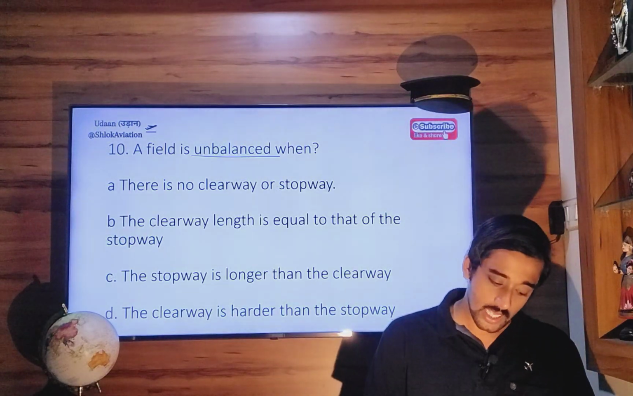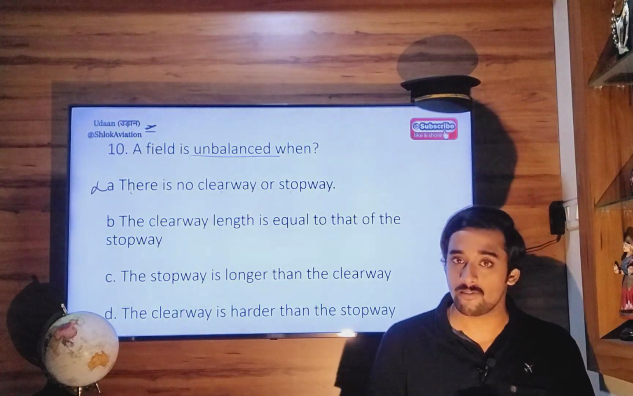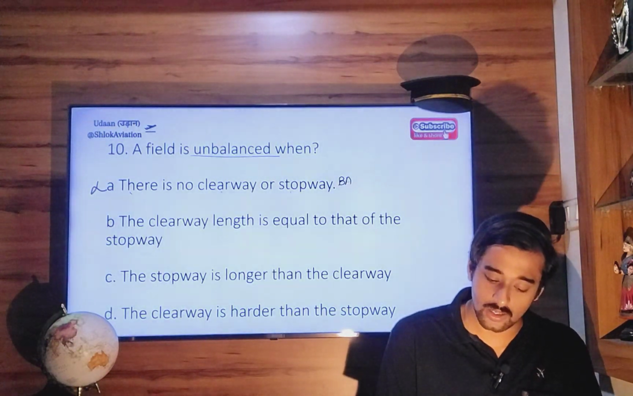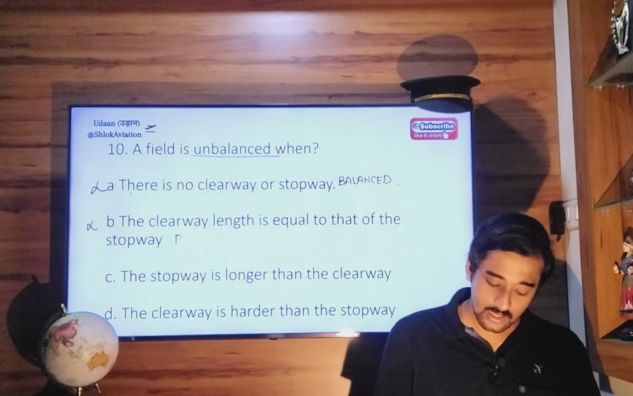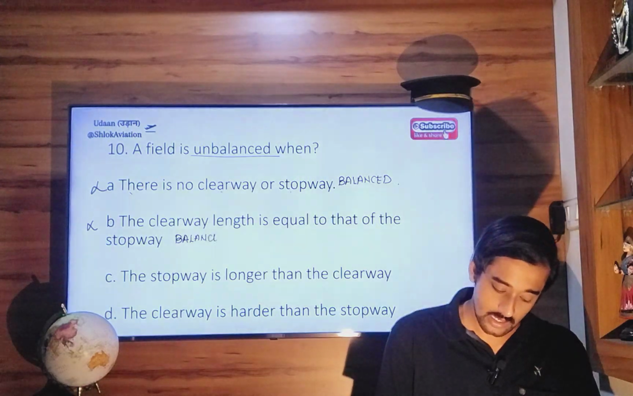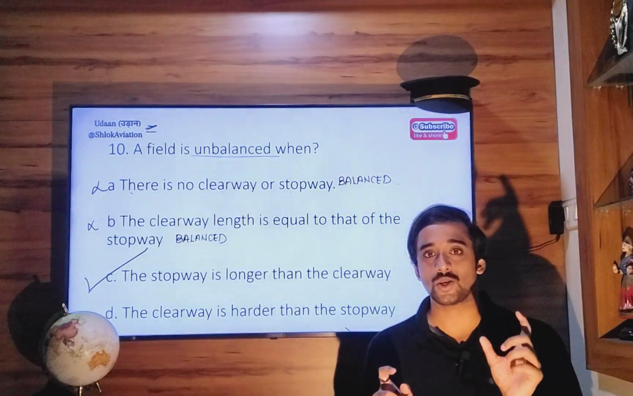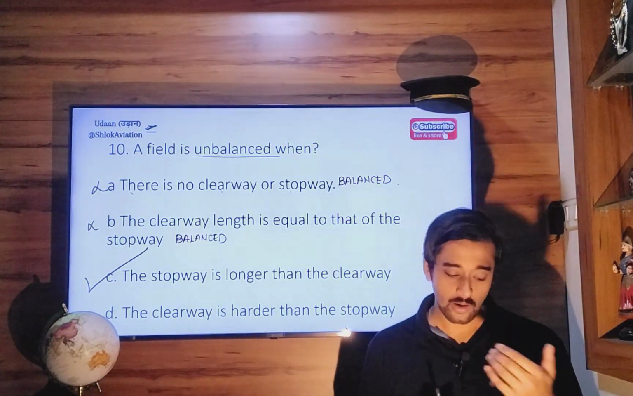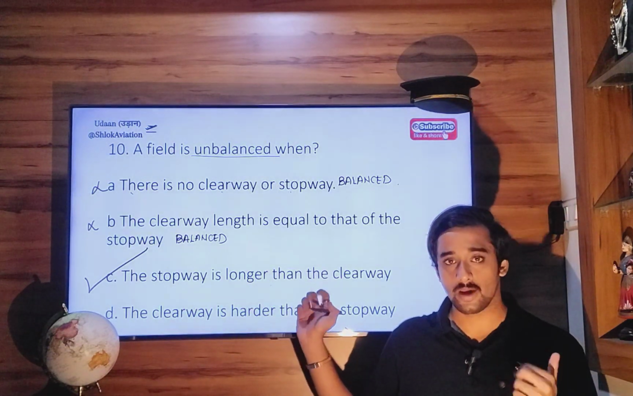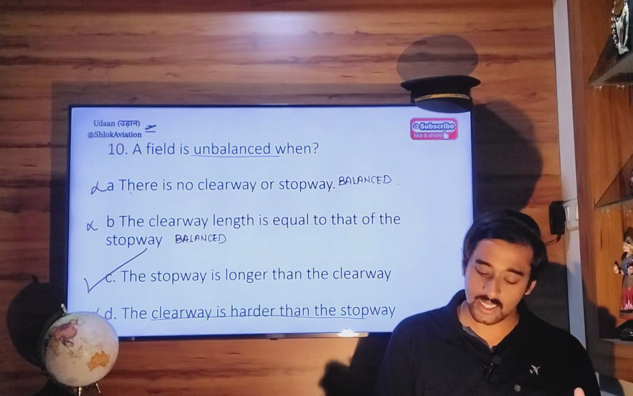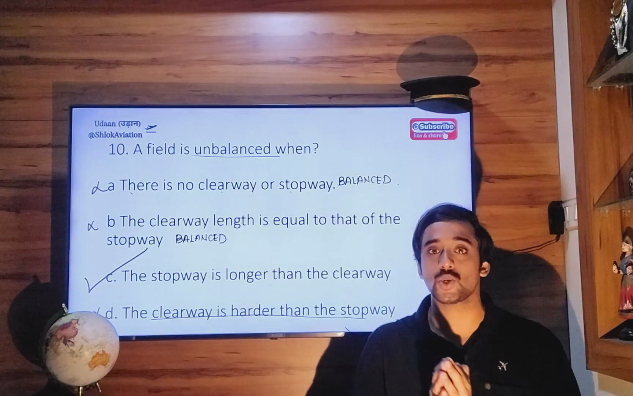Correct. So there is no clearway or stopway, wrong. Absence of clearway, or unavailability of clearway and stopway, makes a field balanced, not unbalanced. The clearway length is equal to that of the stopway. Again, this will make your field balanced. The stopway is longer than the clearway. Yes. So when the lengths of stopway and clearway are different, we label the field as unbalanced. So over here, the stopway is longer than the clearway. Delta is wrong because the clearway being harder than the stopway is not the criterion that we use to determine whether the field is unbalanced or balanced.